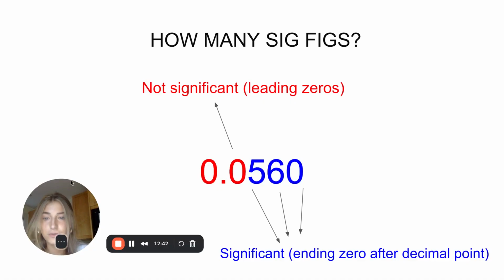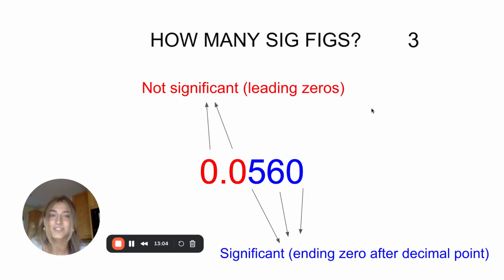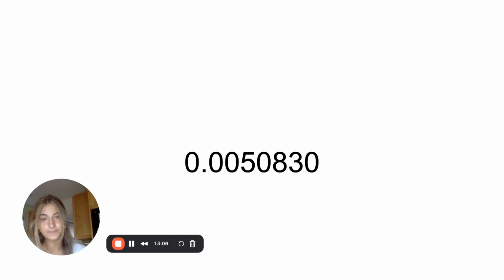The first 2 zeros, the red ones, are not significant because they are leading zeros. But the last 3, 5 and 6, are non-zero numbers, so they will always be significant. And this 0 is an ending 0 after a decimal point, so it is significant. So 3 significant figures total. Okay, next one.